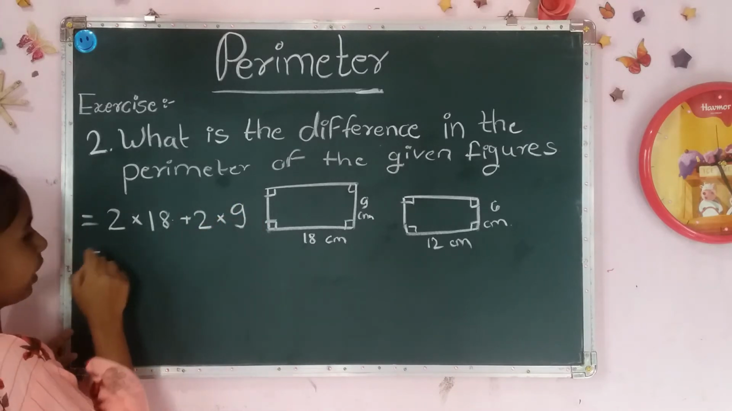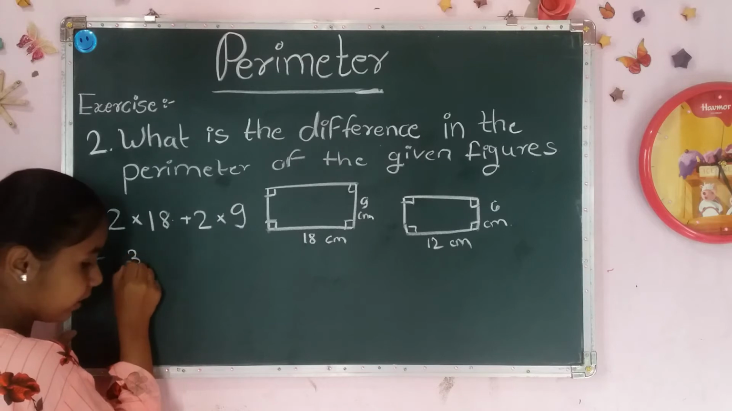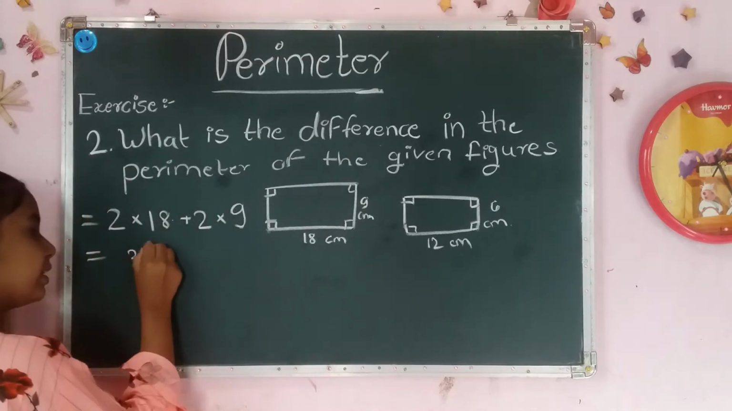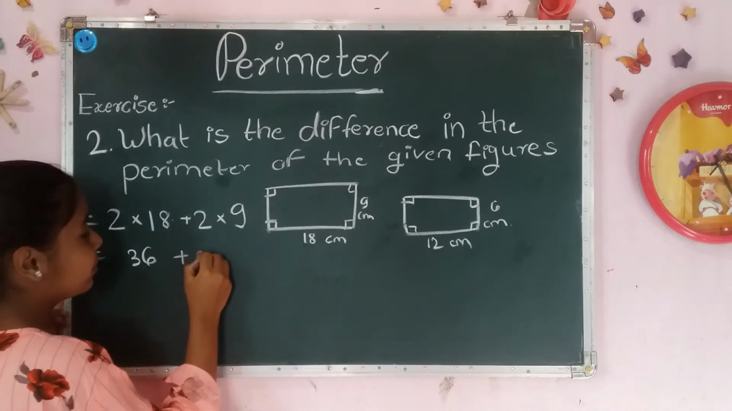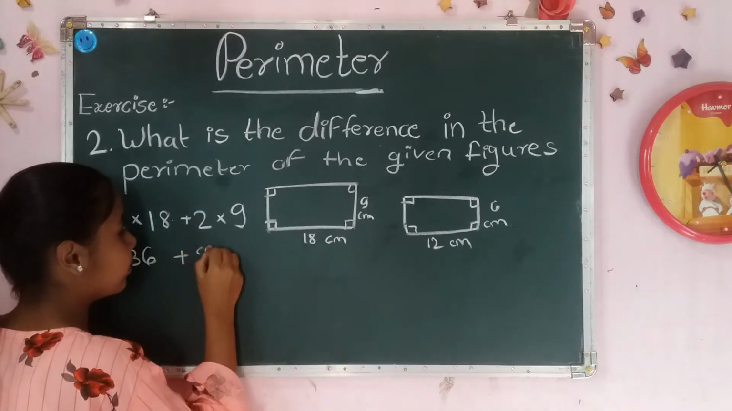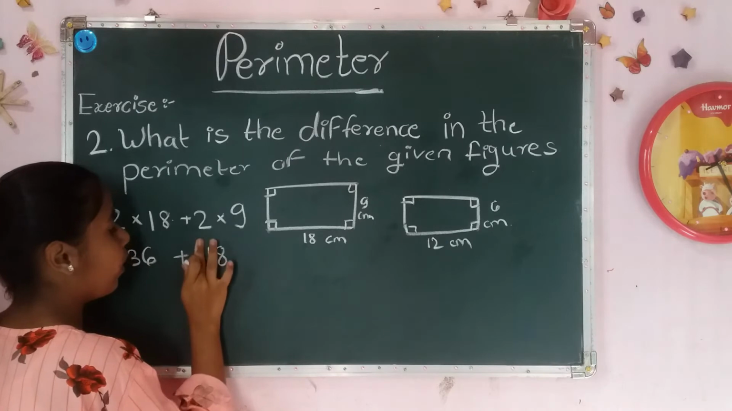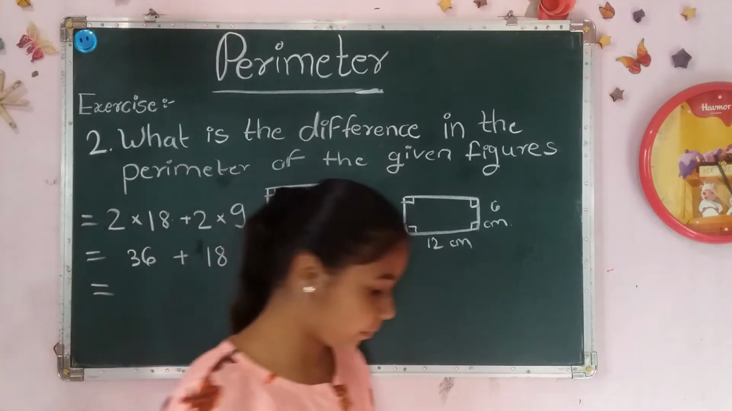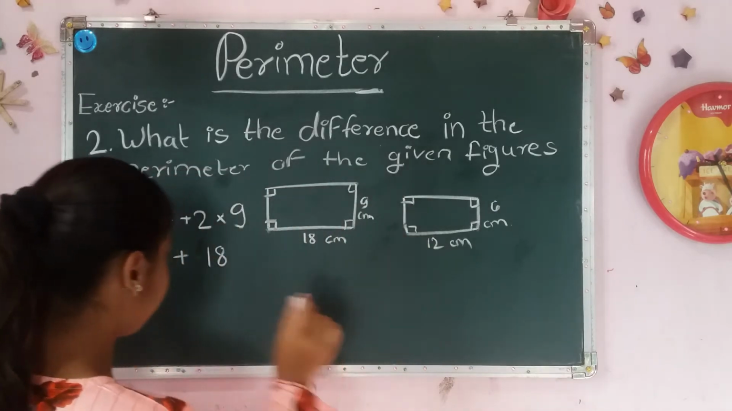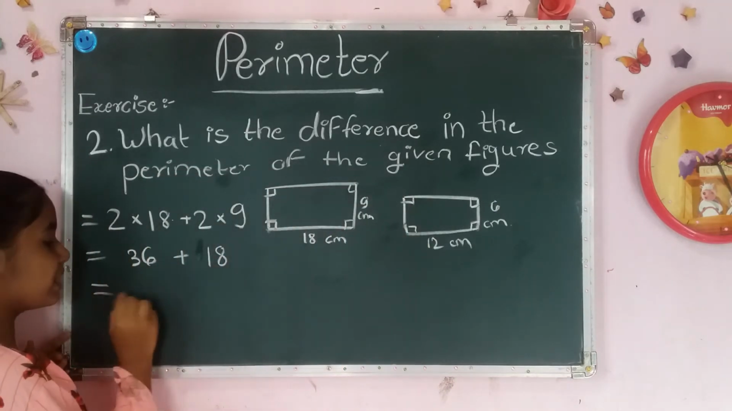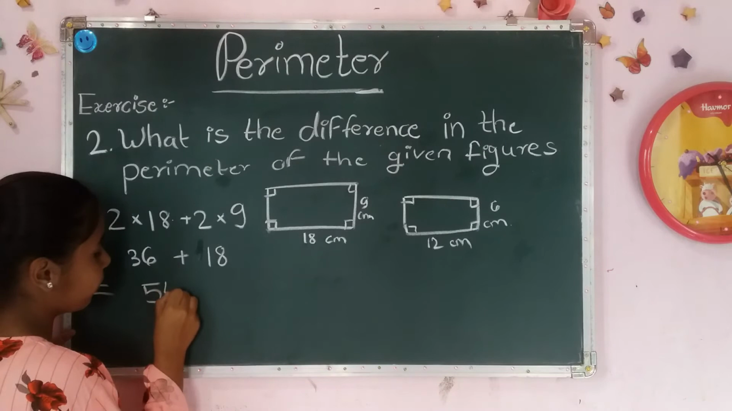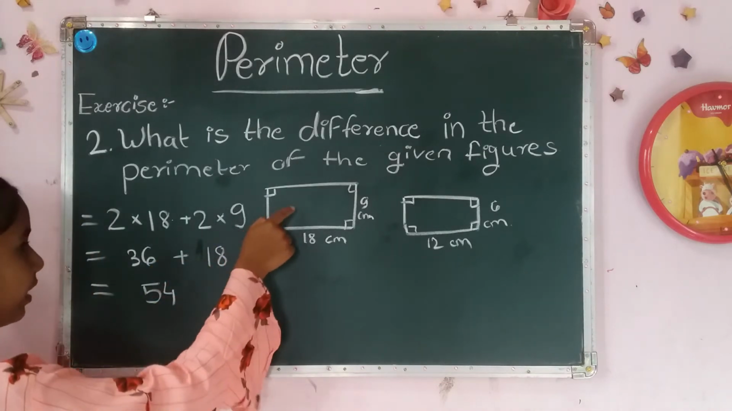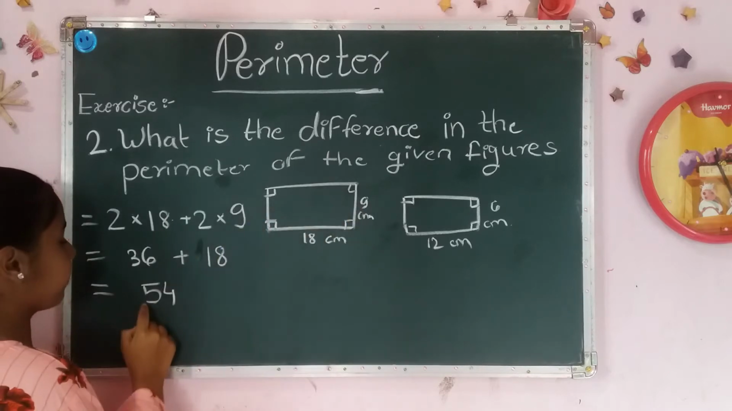2 times 18 is 36, plus 2 times 9 is 18. Okay, so add it. We will find the perimeter of it. So 36 plus 18 is equal to 54. So this is the perimeter of the first figure, 18 by 9: 54.